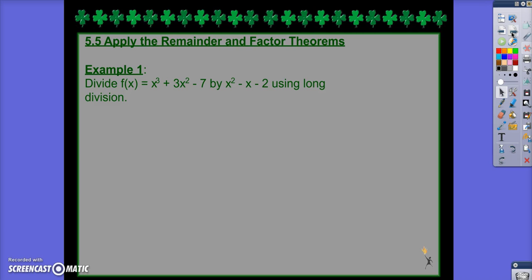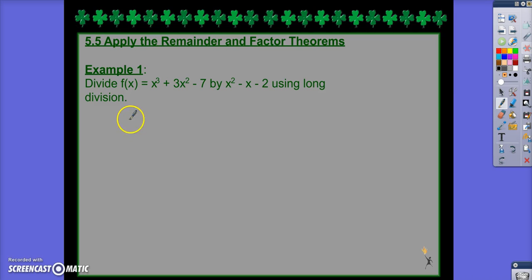Example 1 says divide f of x equals x cubed plus 3x squared minus 7 by x squared minus x minus 2 using long division. So we're going to start with long division. There's something called synthetic division, very similar to synthetic substitution. That will be the next part of the lesson. But we have to start off with long division first.